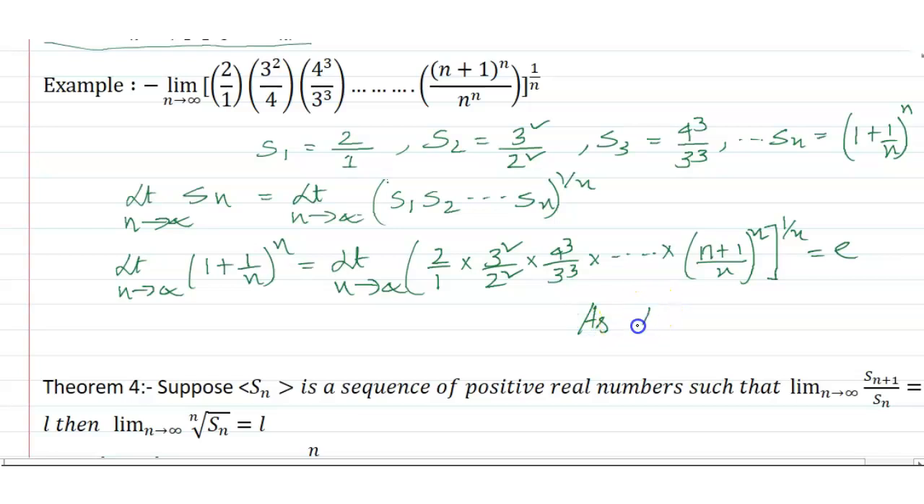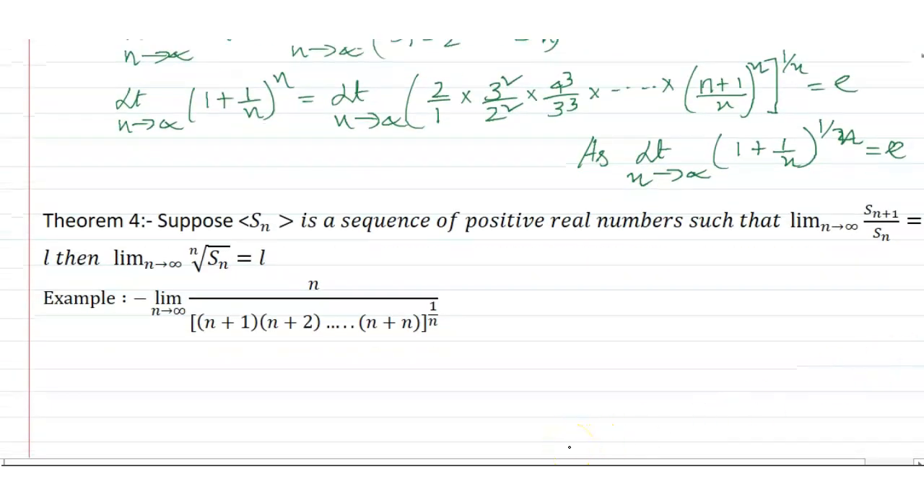As we know, limit n tends to infinity (1 plus 1 by n) whole to the power n equals e. This is our formula.